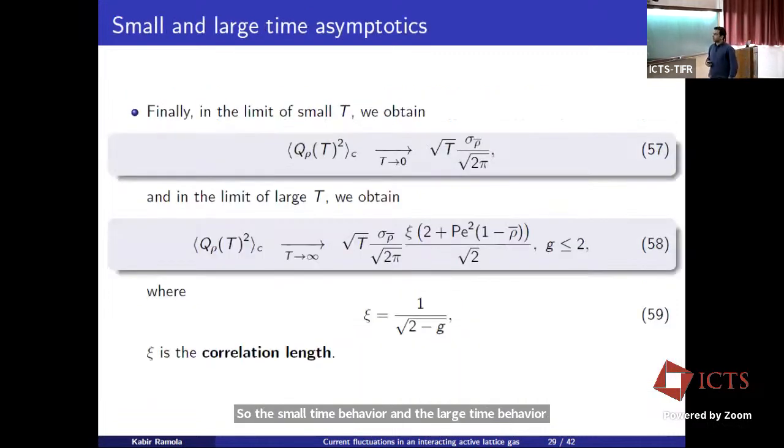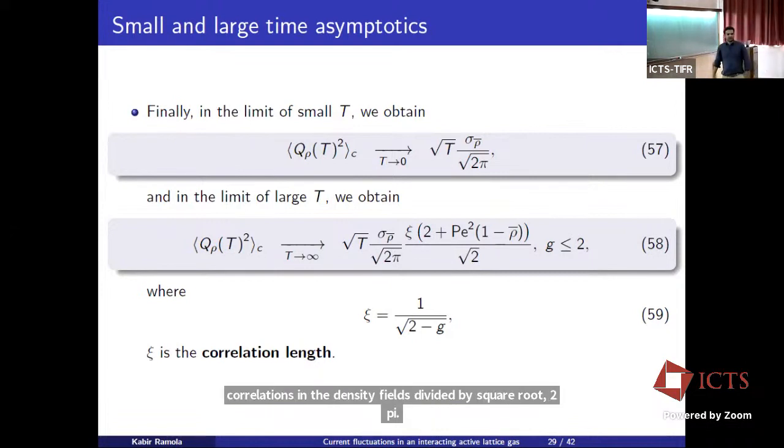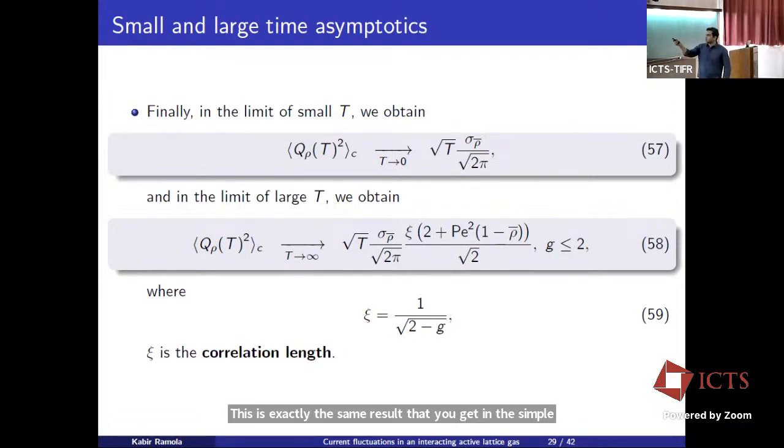So let me show you what we have as a final result. Finally, after performing the scaling analysis of that big expression, you get the second cumulant of the density current goes as square root t times sigma rho, which is basically the correlations in the density fields, divided by square root 2 pi. This is exactly the same result that you get in the symmetric simple exclusion process. Yes, please.